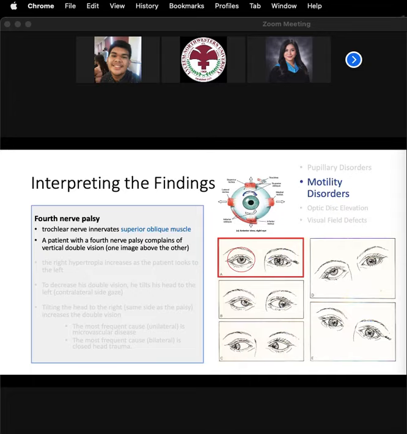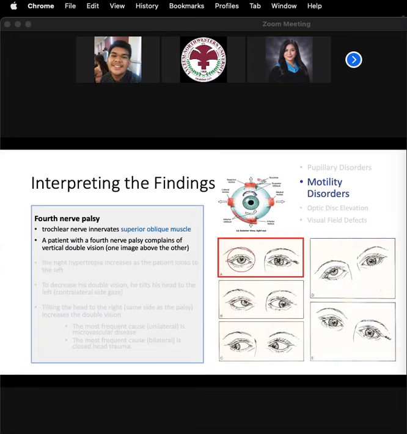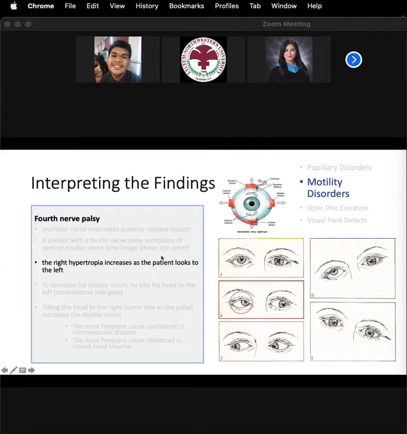For this condition, letter A, this picture enclosed in a red rectangular box is your straight or primary gaze. You notice the right eye is hypertropic, elevated. As the patient looks to the left, the hypertropia increases.